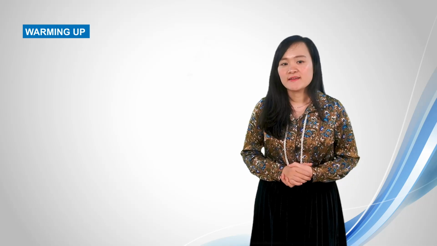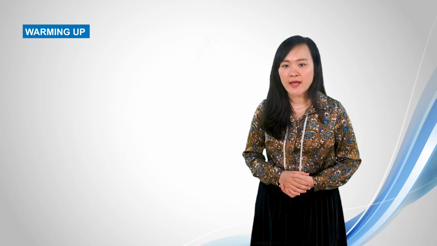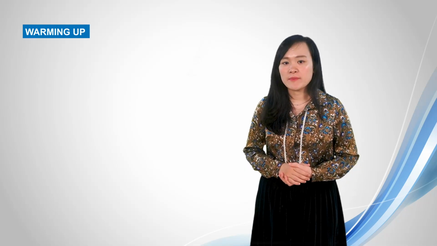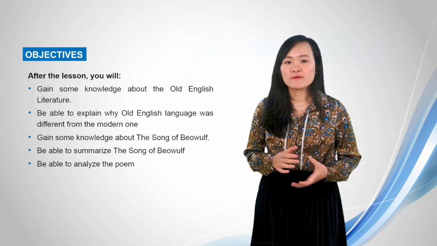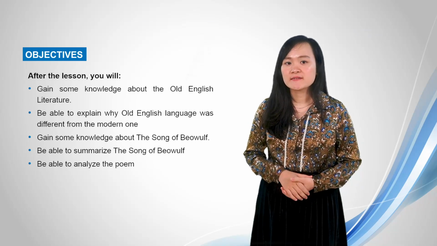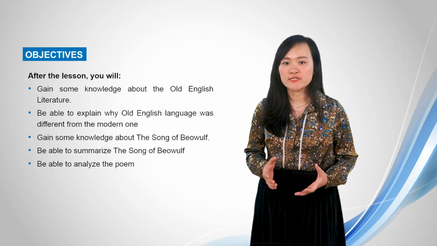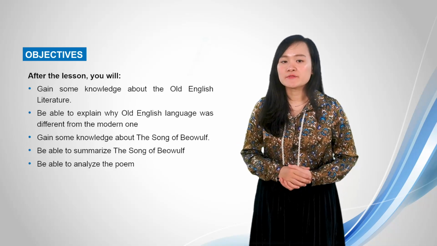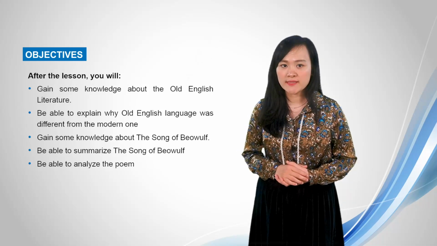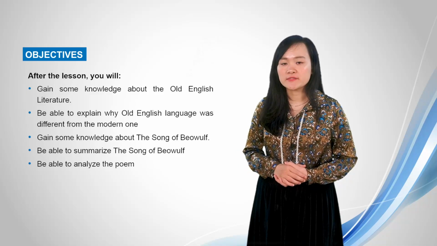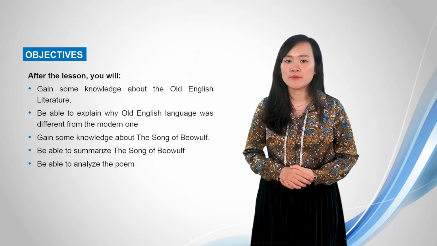As you can see, the Old English language is not like the modern one that we are using now. Let's look at the historical background of this period to explain why. So now, let's look at the objectives of the lesson. After the lesson, you will gain some knowledge about Old English literature, and you will be able to explain why the Old English language was different from the modern one. You will gain some knowledge about the Song of Beowulf and be able to summarize and analyze the poem.